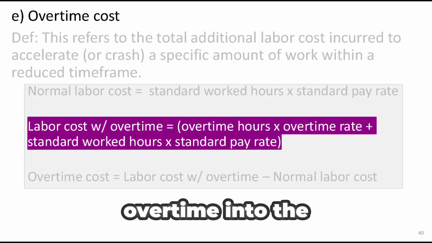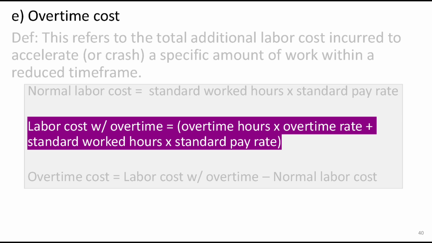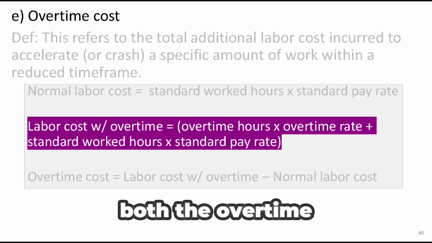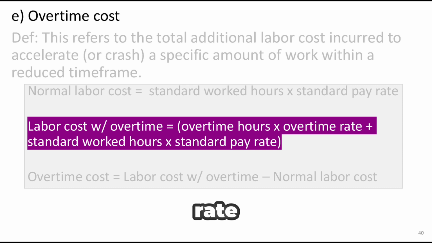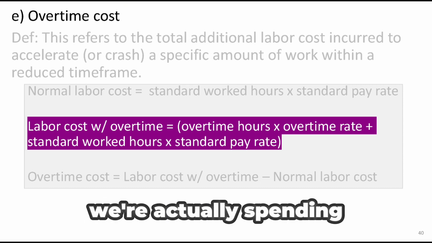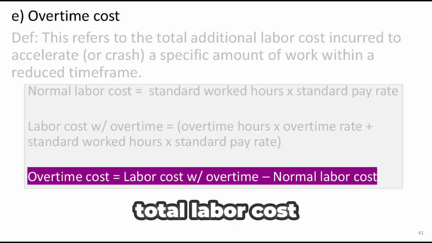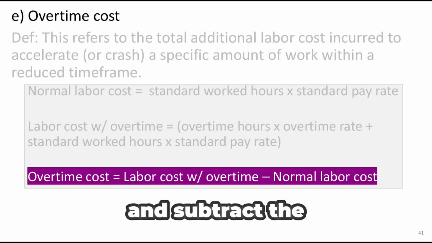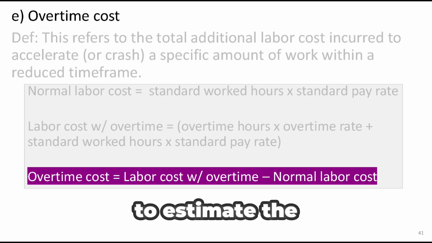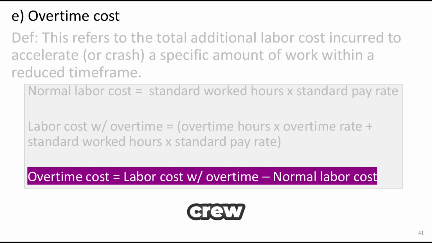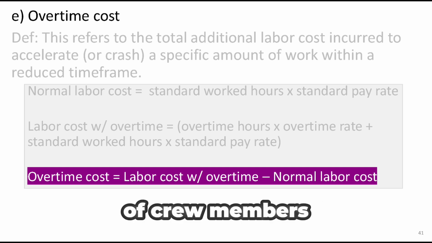When we add overtime into the mix, things get a bit more involved. The total labor cost now includes both the overtime hours, paid at a higher rate, and the regular hours at the standard rate. So, to find how much extra we're actually spending on overtime, we take the total labor cost with overtime and subtract the normal labor cost. The calculation above is for one worker. To estimate the total overtime cost for the whole crew, just multiply it by the number of crew members.